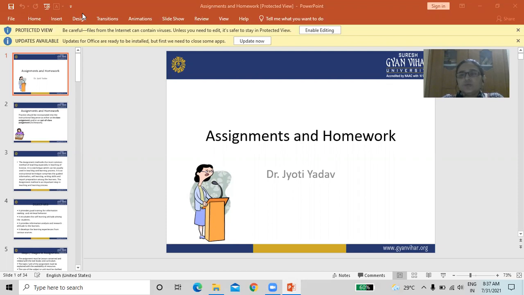The student will be able to analyze the features and purpose of assignment and homework. A student will be able to know the demerits of assignment and homework.